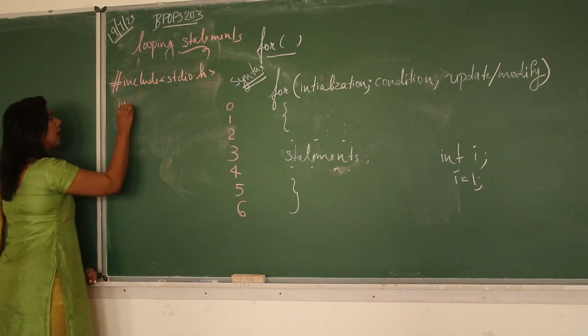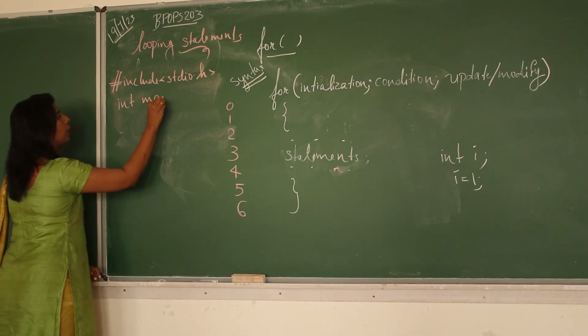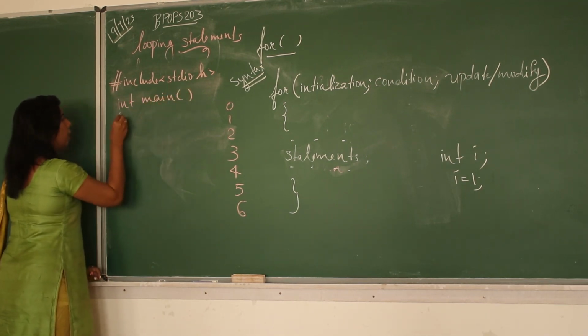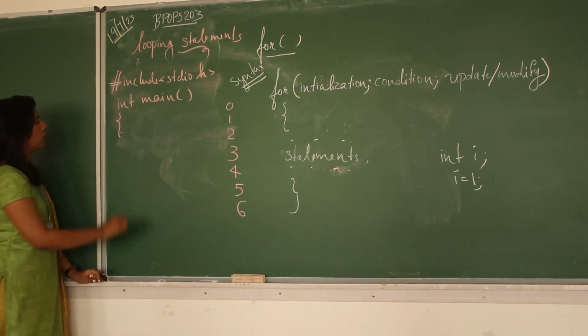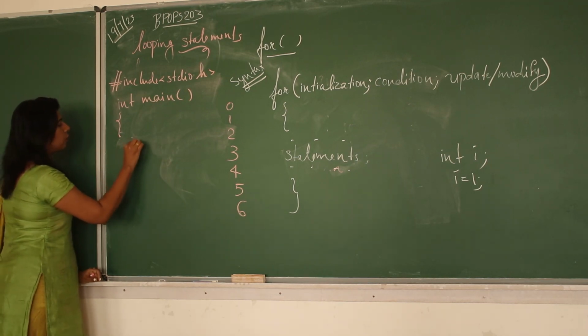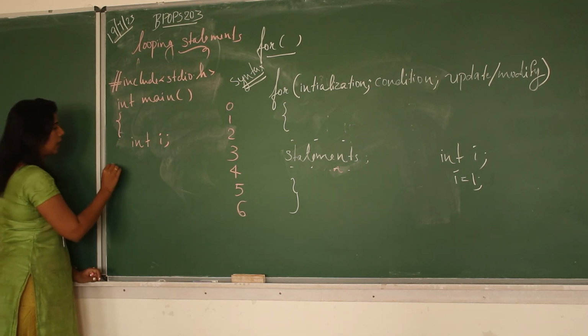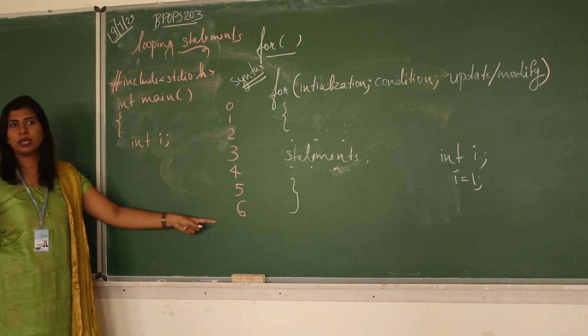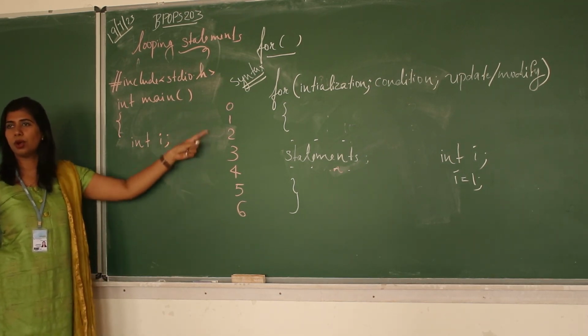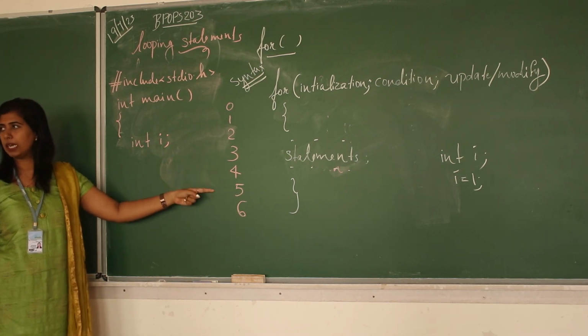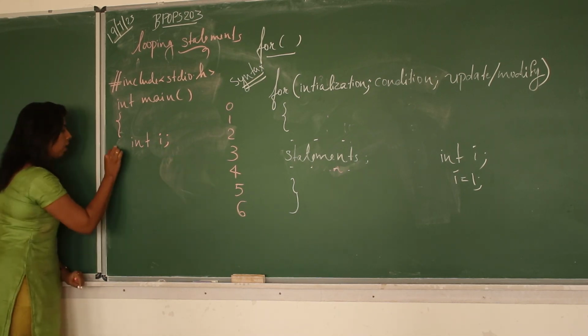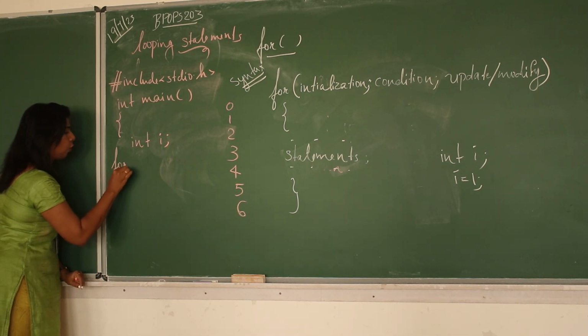Then next, in main, you are writing your main function. Then opening curly bracket. I am using one variable, so that is why I am declaring that variable. Then what? I just want to get this as output. That means I want to execute that printf repeatedly. So I am using a looping statement, for.